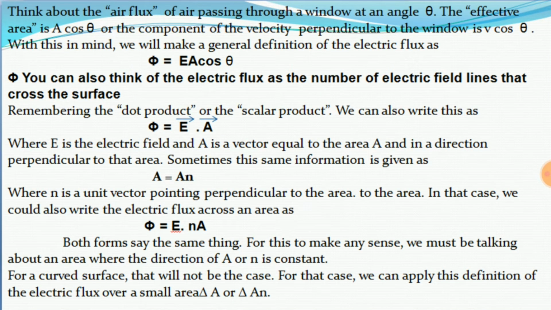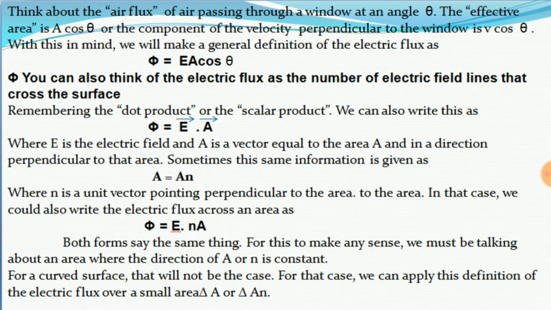Think about the flux of air passing through a window at an angle theta. The effective area is A cos theta, or the component of velocity perpendicular to the window is V cos theta. With this in mind, we will make a general definition of electric flux, that is phi is equals to EA cos theta. You can also think of the electric flux as the number of electric field lines that cross the surface.